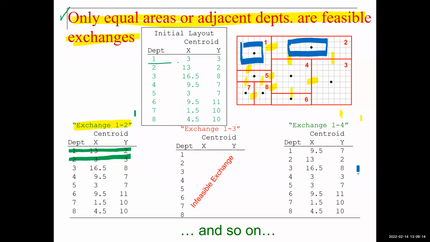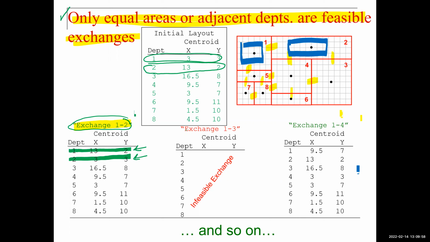So these are the centroids for 2. Since now we are exchanging 1 and 2, the centroids of 2 are now the centroids of 1, and the centroids of 1 are now the centroids of 2. So that's what swapping means for this algorithm. If you exchange 1 and 2, the centroid for 1 is now the centroid for 2, and the centroid for 2 is now the centroid for 1.